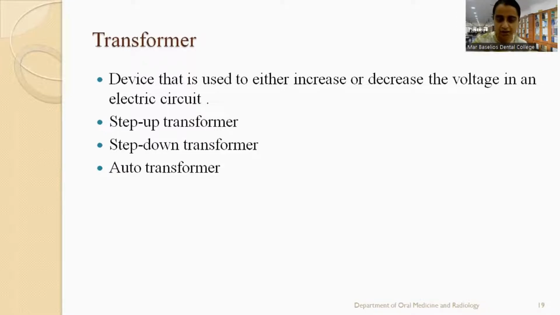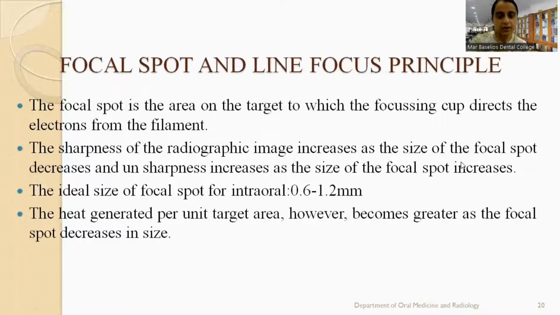You have an autotransformer also. A step-up transformer, as the name indicates, is to increase the voltage, whereas a step-down transformer is to decrease the voltage. Now, what is a focal spot? The focal spot is the area on the target to which the focusing cup directs the electrons from the filament.